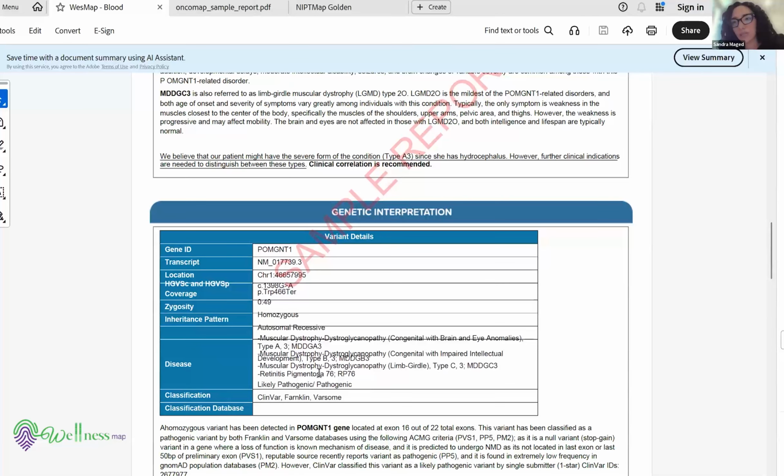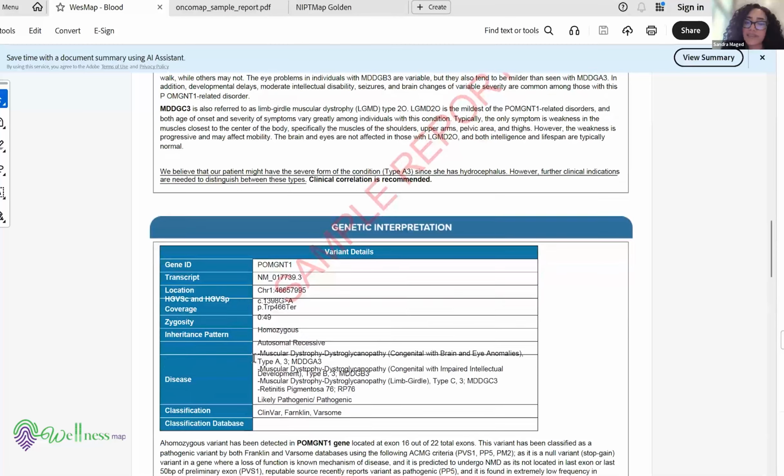Again, this part is also a summary, the details of the summary that we've seen before. So in the genetic interpretation, we see the gene ID, the transcript ID as well. We see the location of which chromosome it is on. Okay, we see the coverage. We see the zygosity, whether it is homozygous or heterozygous, and we see the inheritance pattern, which we've seen before, which is autosomal recessive. And then after that, we see the disease here. What are the types of diseases that could be related to this specific SNV?